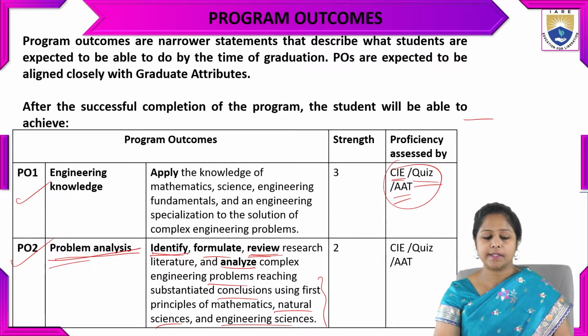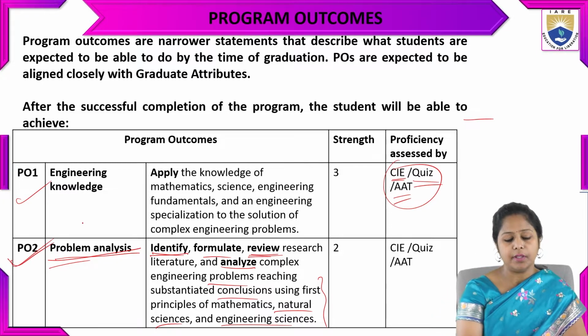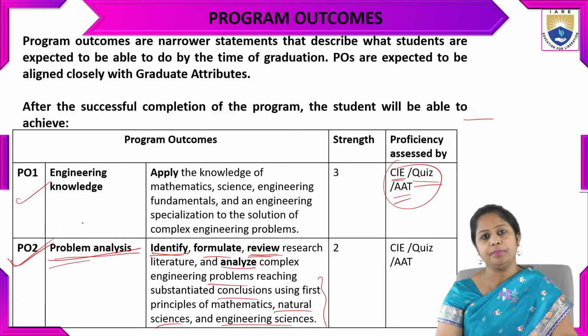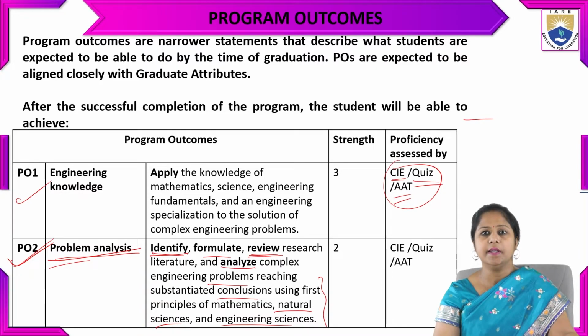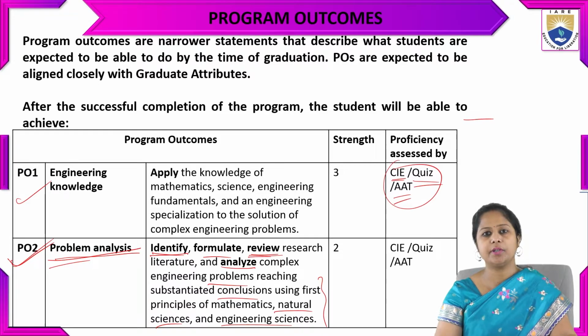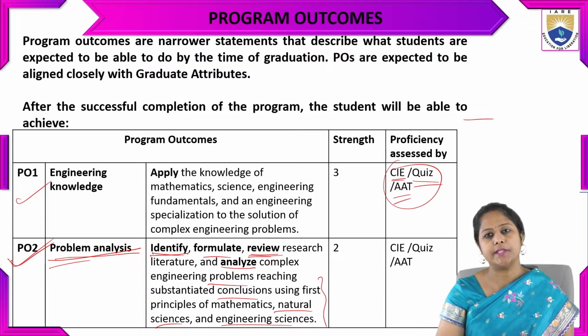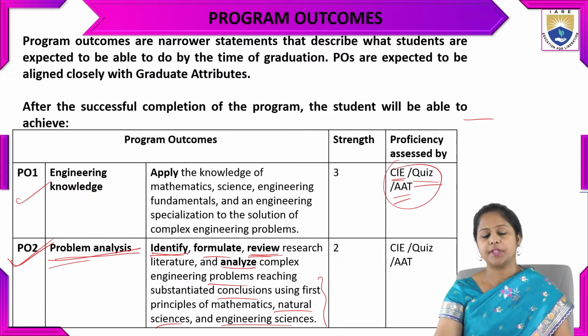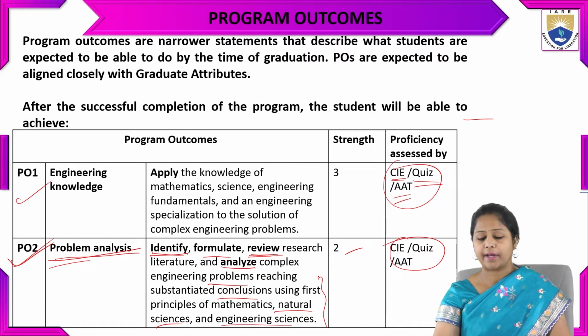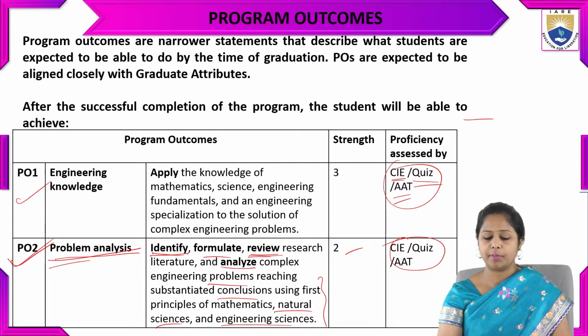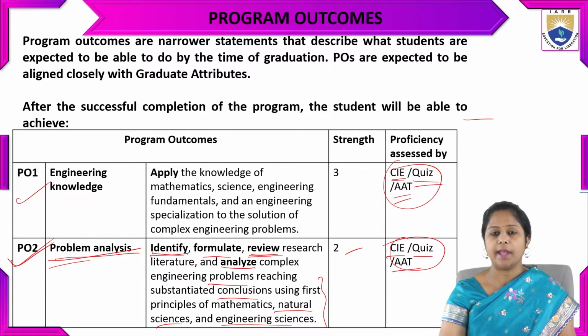So in this PO2, the student is going to study these courses of principal mathematics, natural sciences, and engineering sciences. And on the basis of that, he is going to identify, formulate, and analyze some of the complex engineering problems. So the strength will be for that PO2, and the faculty is going to assess the student on the basis of CIE, quiz, and AAT.